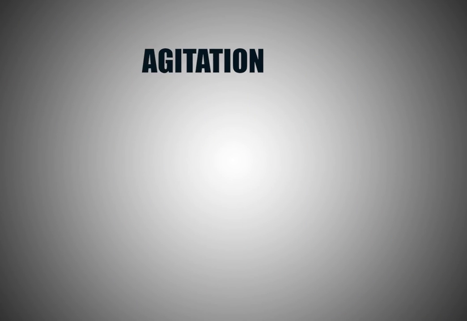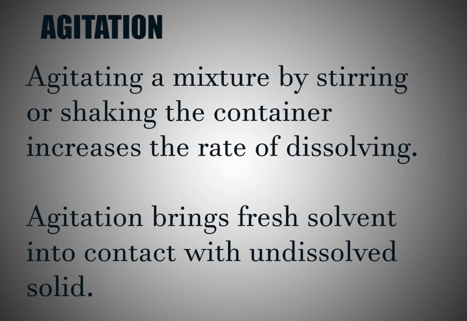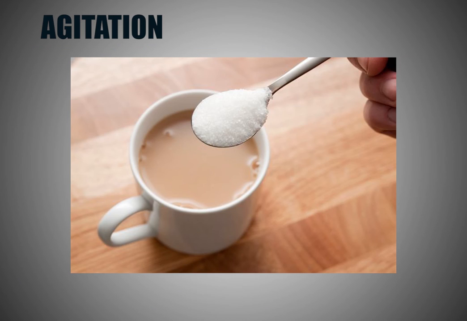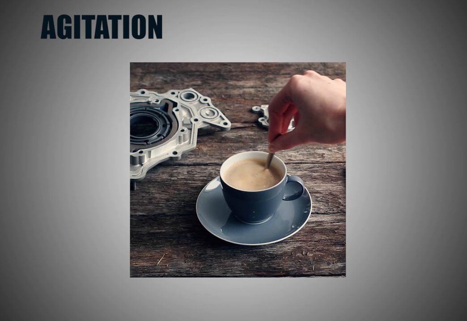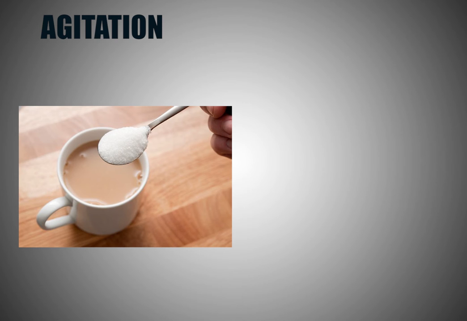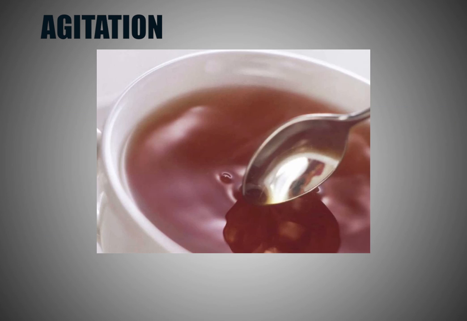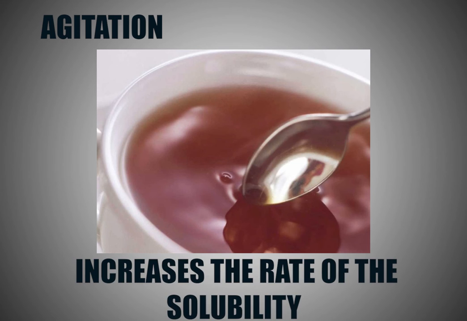The fourth and last factor is agitation. Agitating a mixture by stirring or shaking the container increases the rate of dissolving. Agitation brings fresh solvent into contact with undissolved solid. For example, have you ever tried to sweeten your tea or coffee with a spoonful of sugar? Well, you can't just dump it in and start drinking. You have to stir it. If you did just dump the sugar in, it would eventually dissolve, but it would take a long time. So, stirring increases the rate at which a solid will dissolve. Another way to put that is, agitation increases the rate of dissolving.